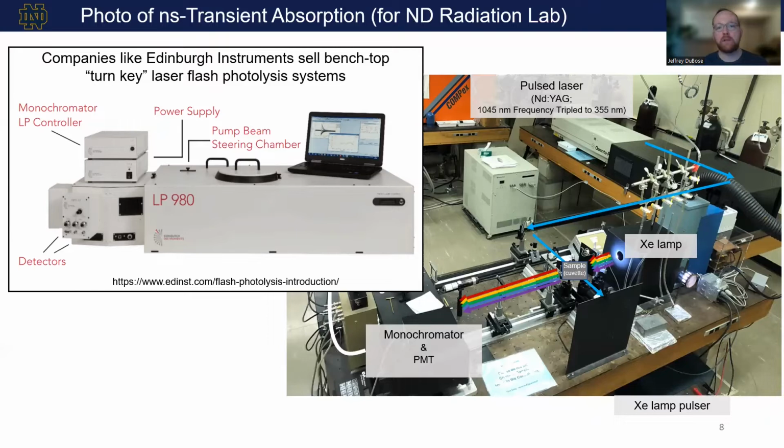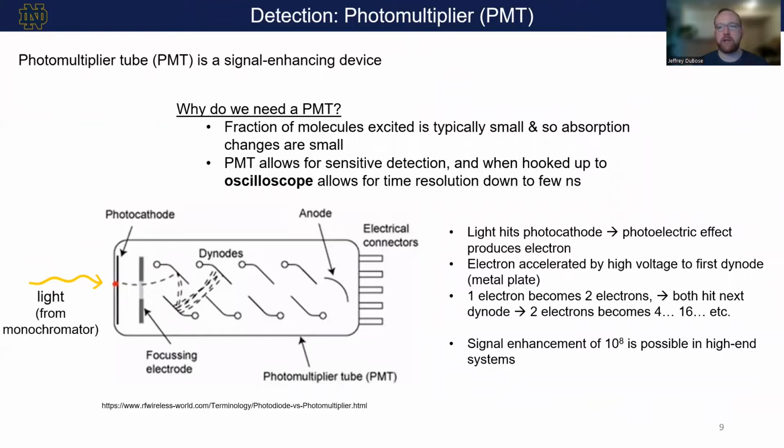Okay, so let's talk a little bit about that detector. The detection in this case is through a photomultiplier tube, a PMT. So why do we actually need a PMT? Well, it's only a very small fraction of molecules that are typically excited in a transient absorption experiment. So for these small absorbance changes, we have to be able to look at relatively few photons of light in order to see changes in the milli-OD region. The PMT allows for sensitive detection because it is a signal-enhancing device.